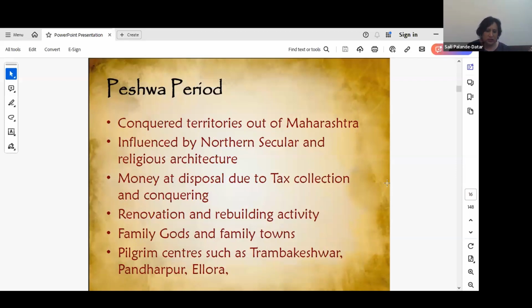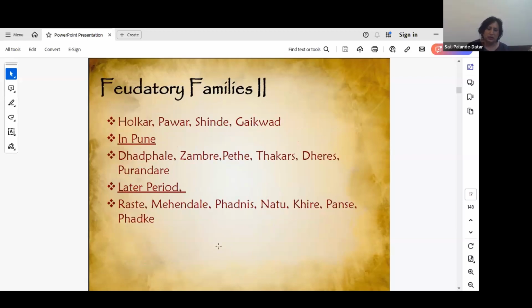And one of the major focuses of this renovation is related to the family gods of many of the sardars and the family towns that they come from. They have also concentrated on the development of many pilgrim centers like Trambakeshwar, Pandharpur, and so on. And we see an increase in the activity undertaken by those families. I've just given the names of various different families that are in different areas.